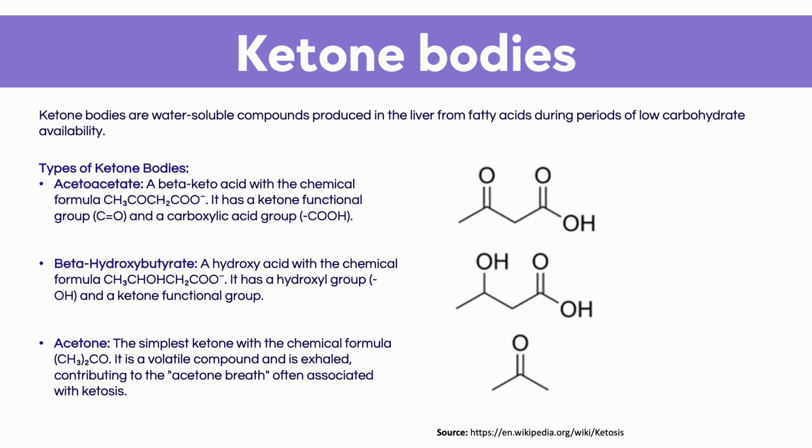Beta-hydroxybutyrate. With the chemical formula CH3COCH2COO, beta-hydroxybutyrate is a hydroxy acid featuring a hydroxyl group and a ketone functional group. Acetone, the simplest ketone, with the chemical formula (CH3)2CO, is a volatile compound. It is exhaled, contributing to the characteristic acetone breath often associated with ketosis.